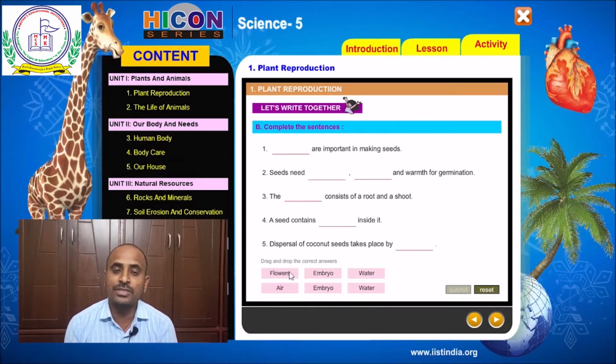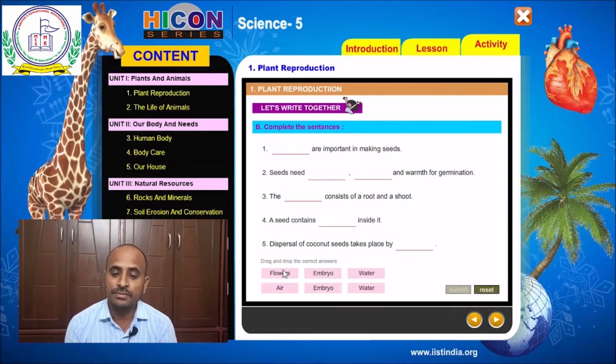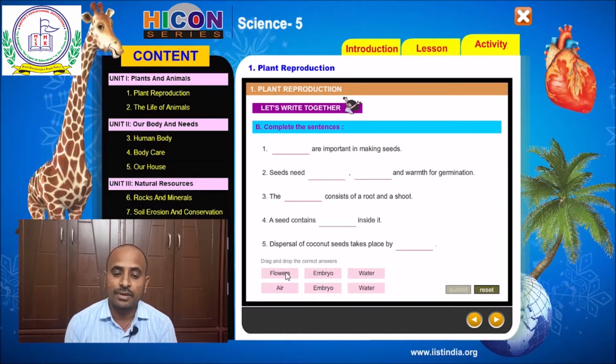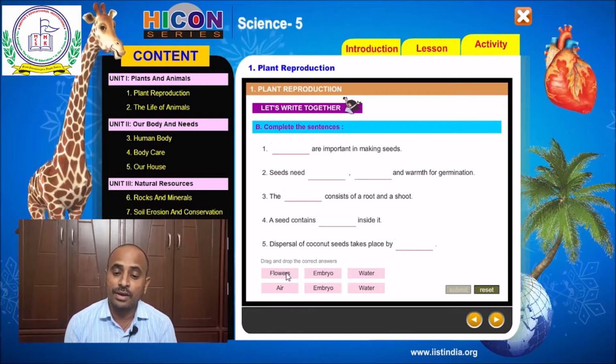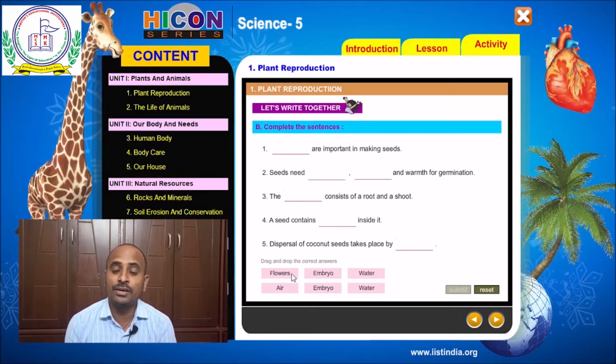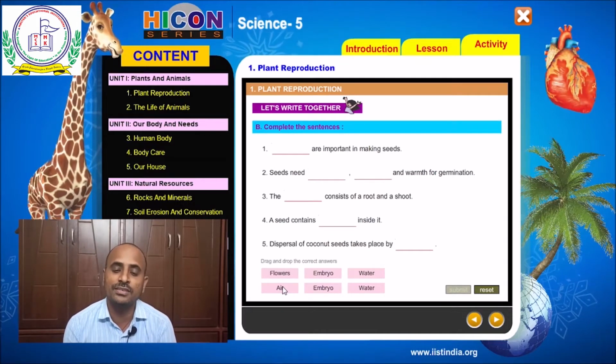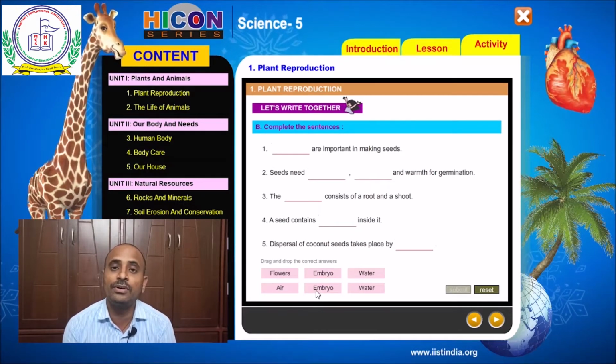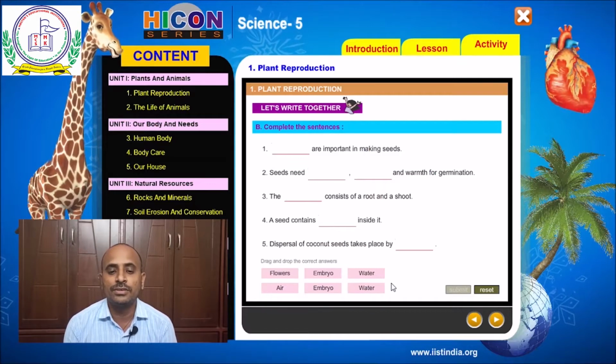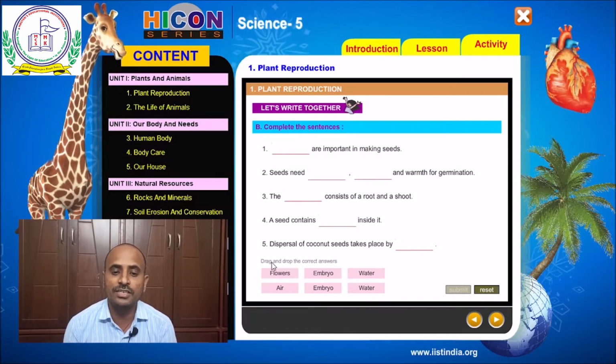That is flowers, embryo, water, air, embryo, water. So these are the answers for the above 5 sentences. We have to choose the correct word for the given sentences. So children, let us read the first sentence.